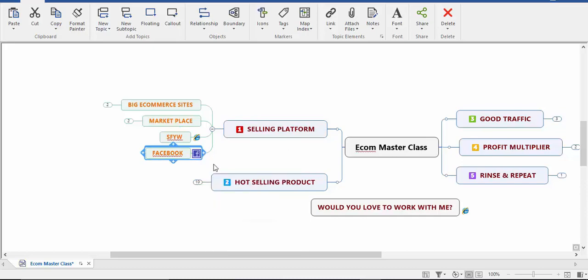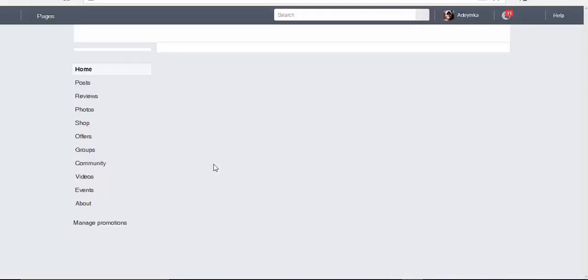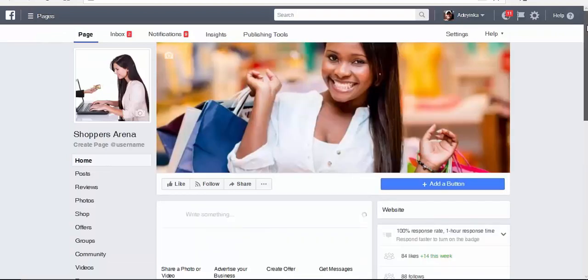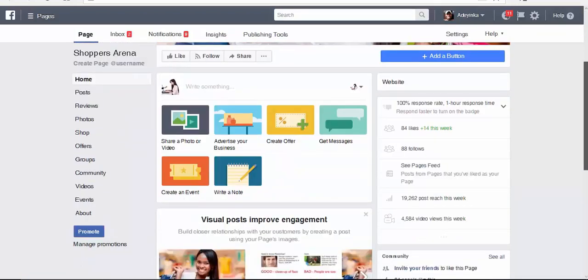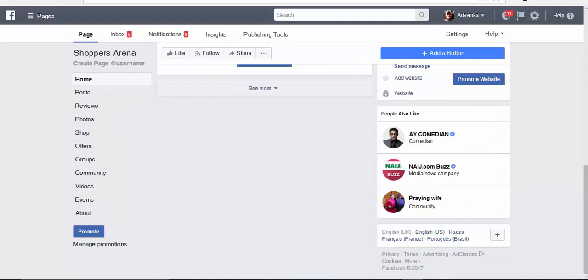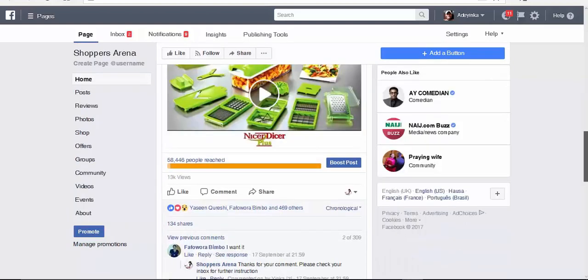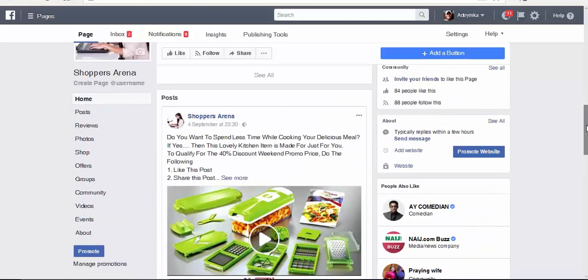I have a lot of pages. Let me show you one of my pages. I own Shop Arena, and I'm sure you must have come across Shop Arena one way or the other. This is Shop Arena, and most of the products I sell on this site are not even linked to any of my websites. I use Shop Arena solely to sell on Facebook.